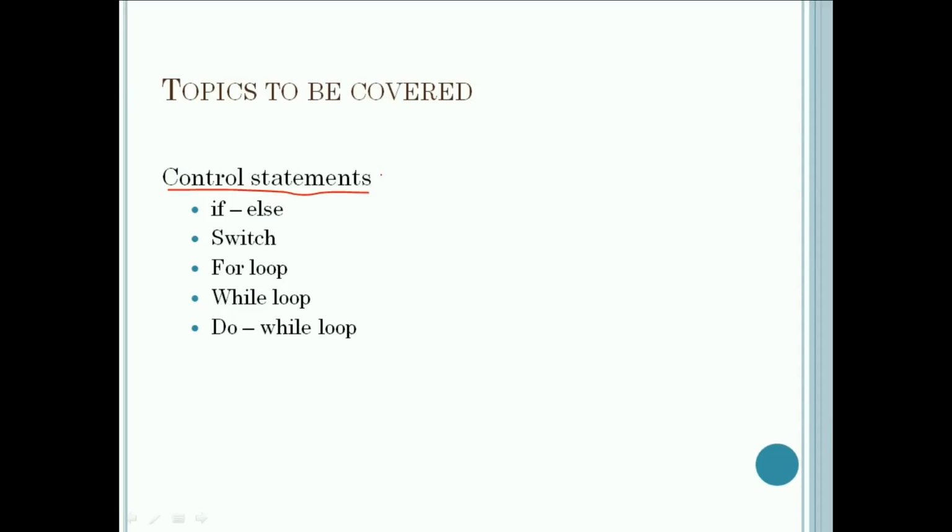Flow control has two types, branching and looping. Branching is deciding what actions to take, and looping is deciding how many times to take a certain action. Branching has two things, if else and switch. And looping has for, while and do while. They all come under looping. The first one is if else.